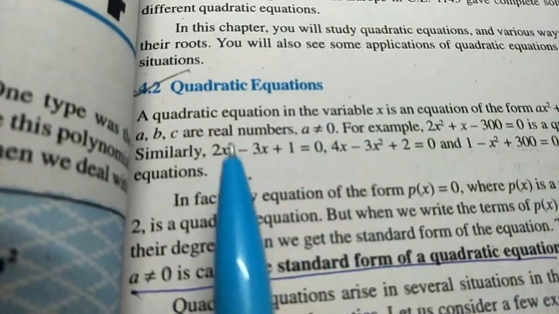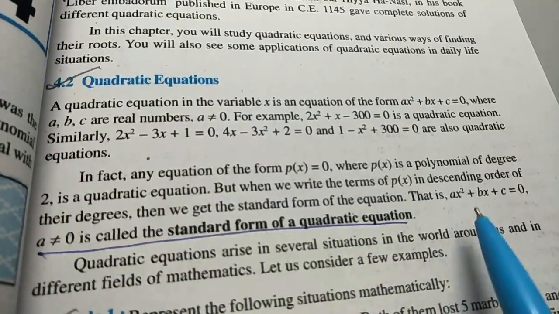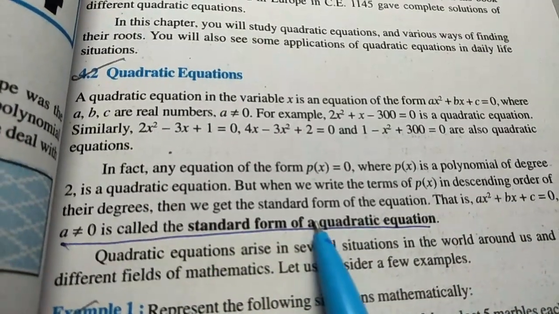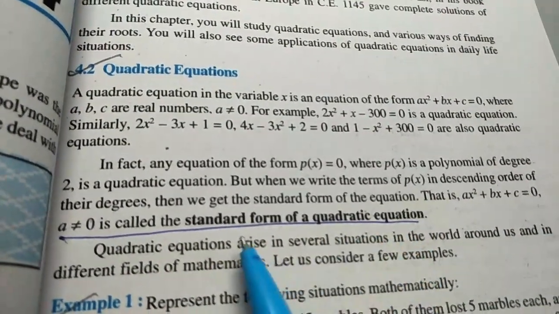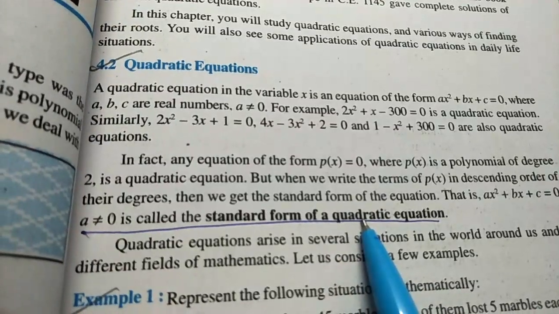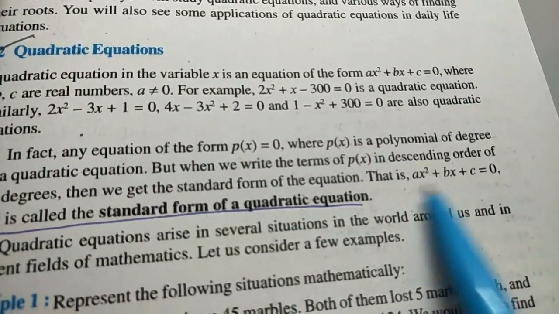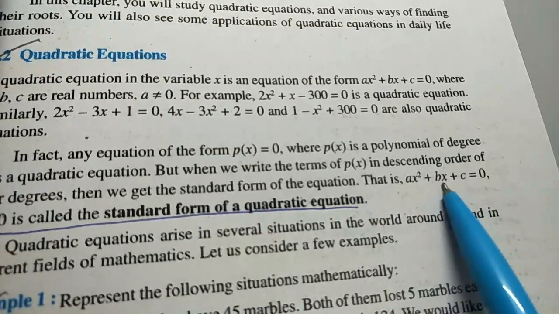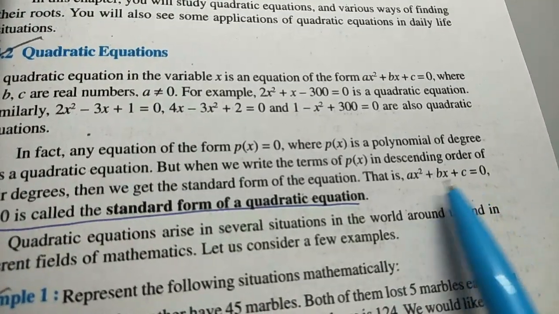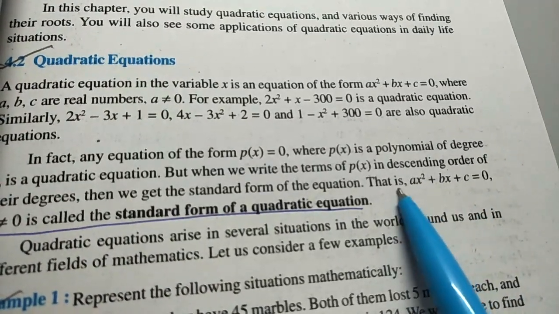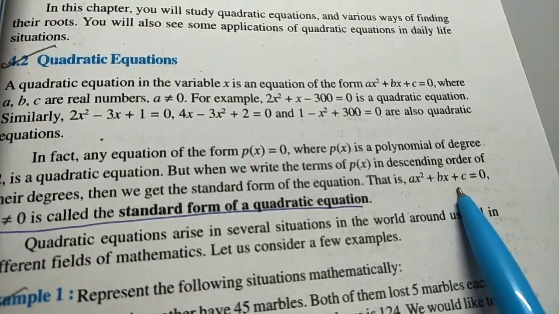6.2 quadratic equation. Now this ax square plus bx plus c, this is called the standard form of quadratic equation. So any equation, if you want to see whether it is a quadratic equation or not, it should be in this form. Where a, b, c are constants, they are numbers, and x square and x is unknown. So whenever it is in this form, then only it is known as a quadratic equation.